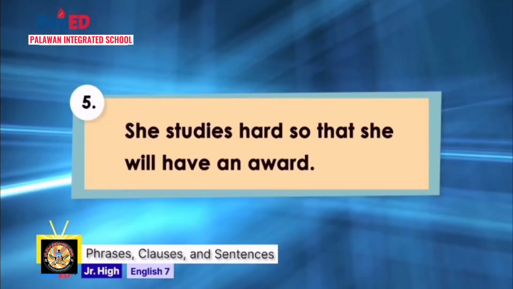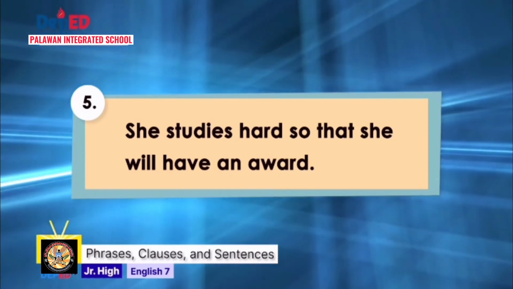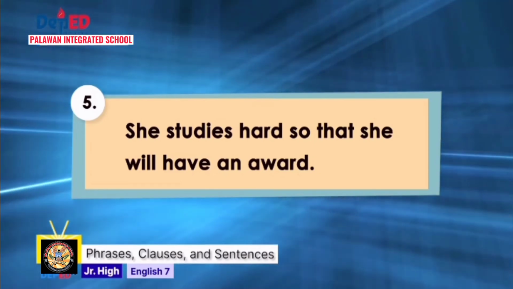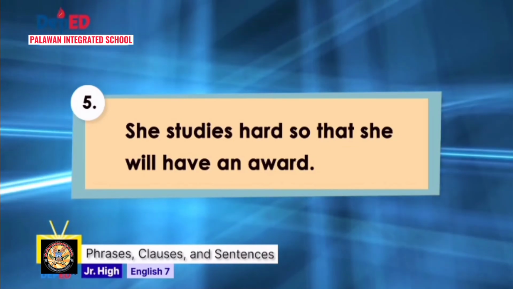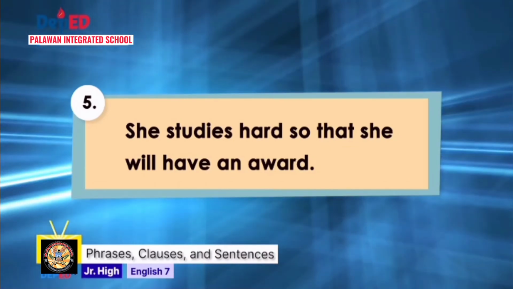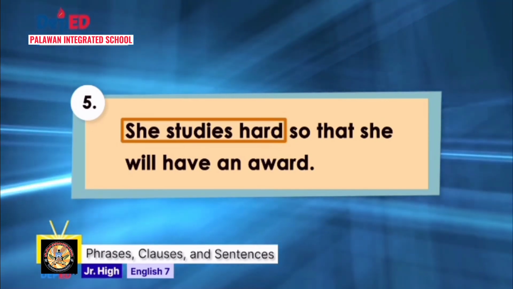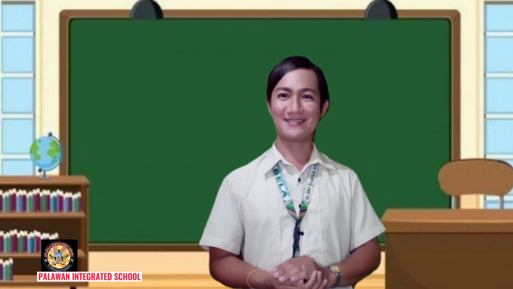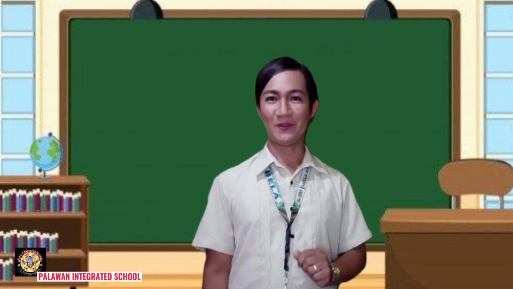Number 5. She studies hard so that she will have an award. The independent clause is she studies hard. The dependent clause is so that she will have an award. Fantastic work, class! Now, we are all complete and ready to go.